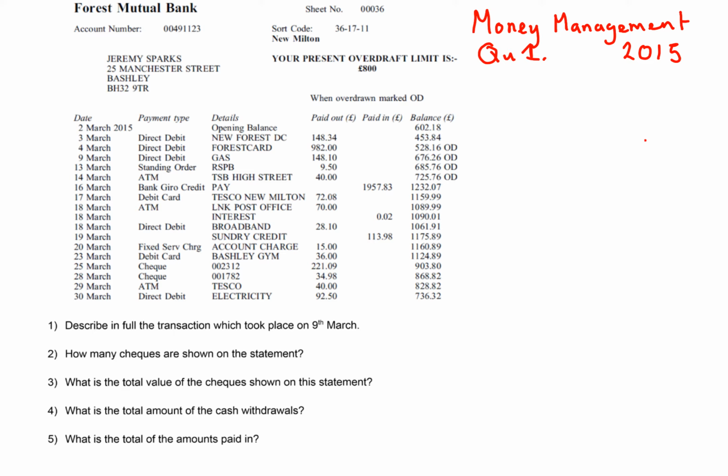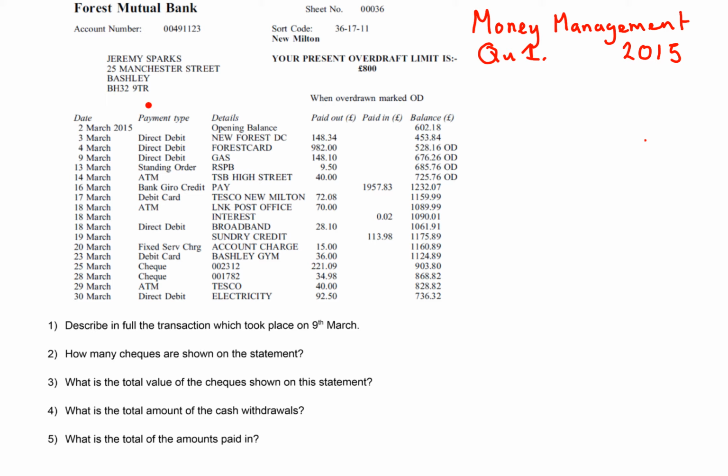Now what you need to look at is make sure you look at the columns here. This is the date. For an example, this here, 3rd of March, direct debit, New Forest, £148.34. This is called a transaction. That is something that has happened in your account. Either money has been put in or taken out. So that's a transaction. So this tells you the date.